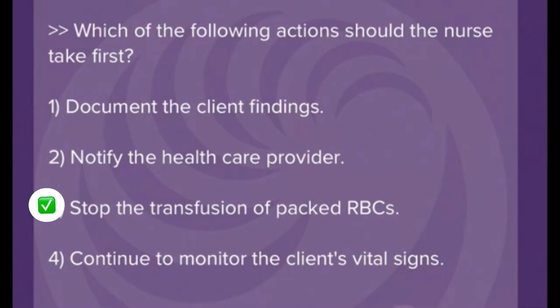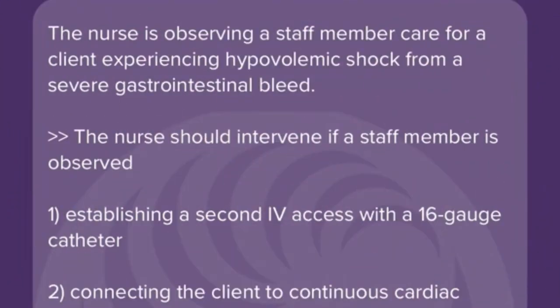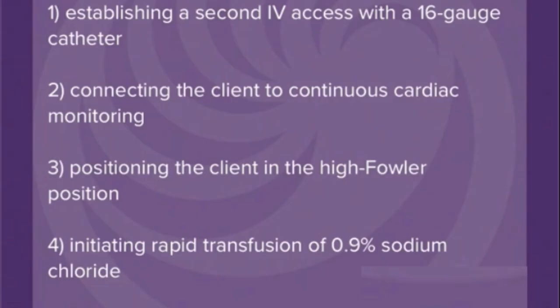The nurse is observing a staff member care for a client experiencing hypovolemic shock from a severe gastrointestinal bleed. The nurse should intervene if a staff member is observed. Go ahead and drop your answer in the comments. Option 1, establishing a second IV access with a 16-gauge catheter. For this question, it says intervene, so we're looking for the incorrect action.